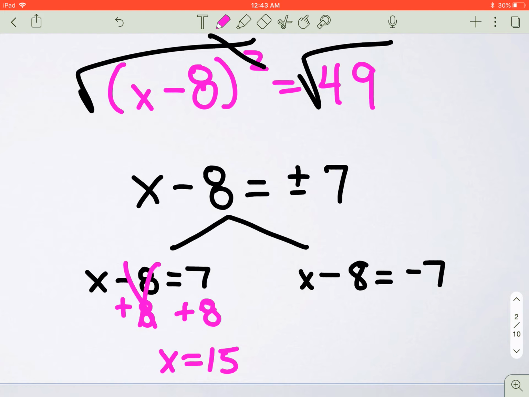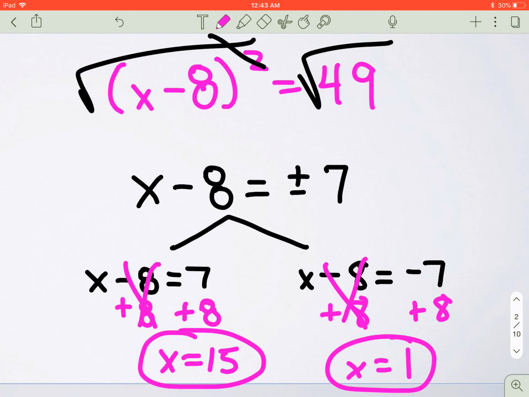And I would do the same thing on the right side. I'd add 8, add 8. They cancel out. I'd be left with x equals positive 1. And those two values are your roots, your solutions to this quadratic equation.